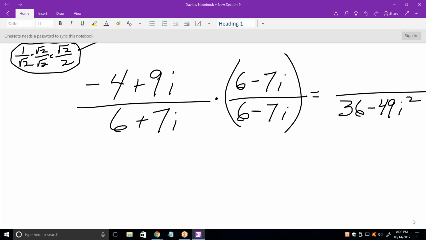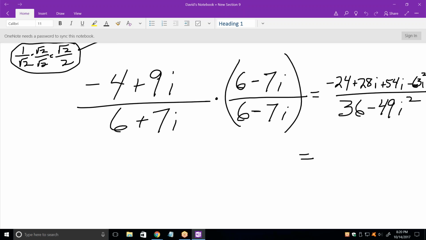Well, when I multiply the top, I get minus 24 plus 28i plus 54i minus 63i squared.